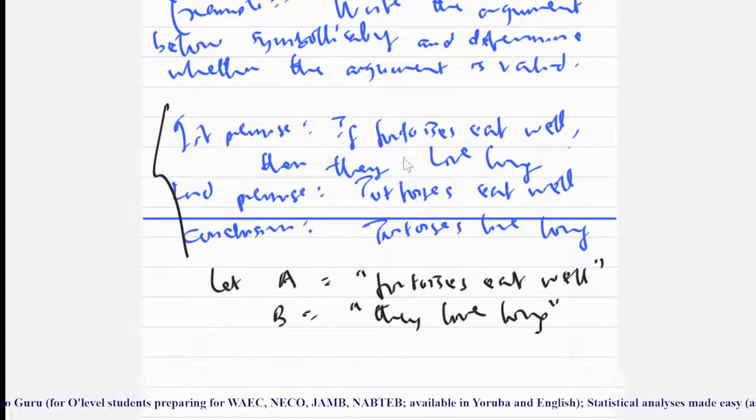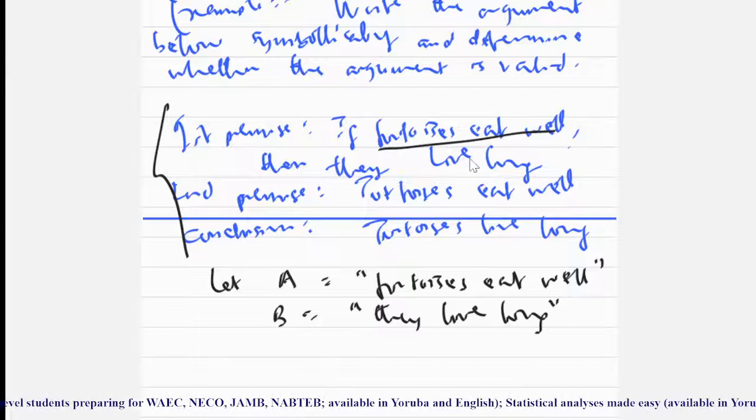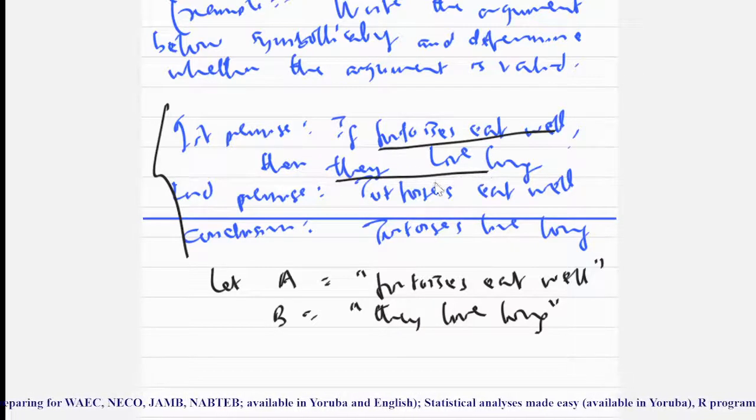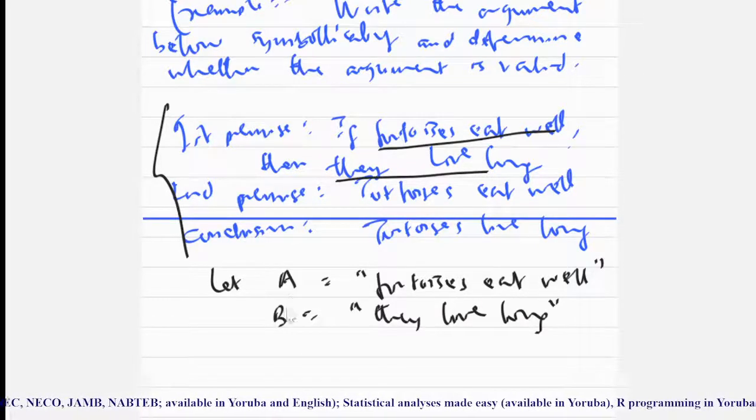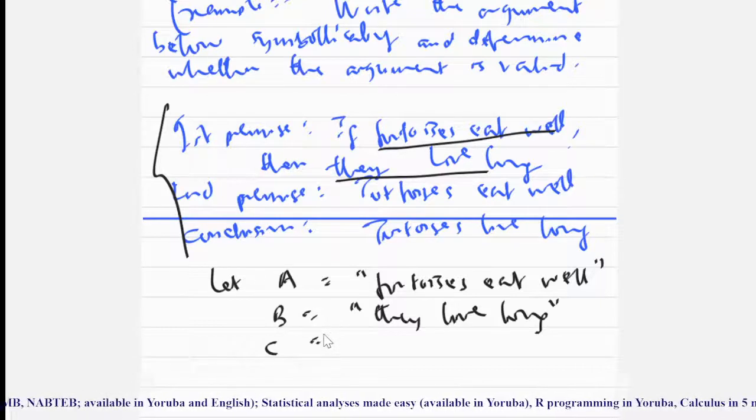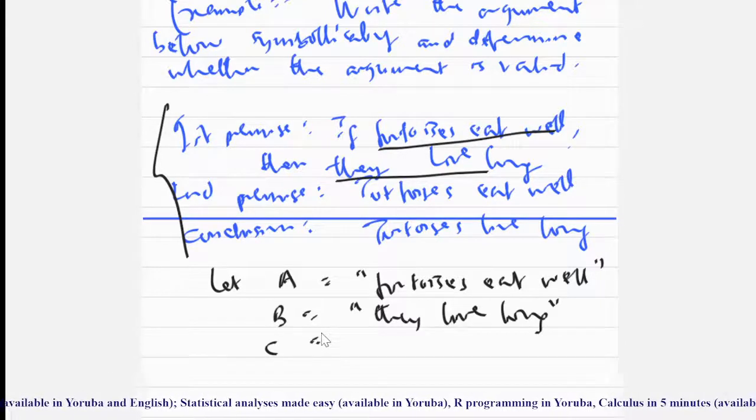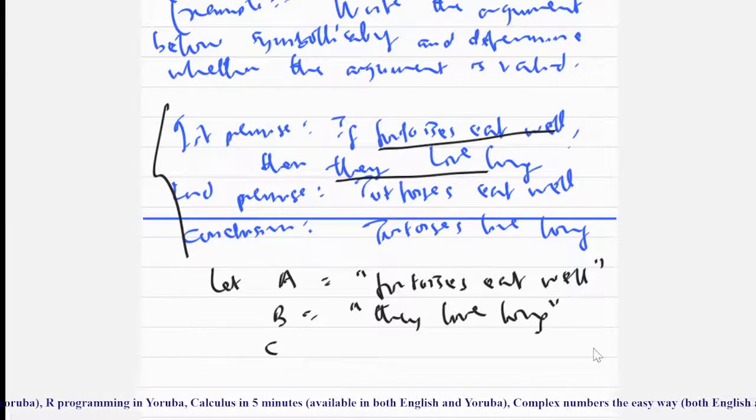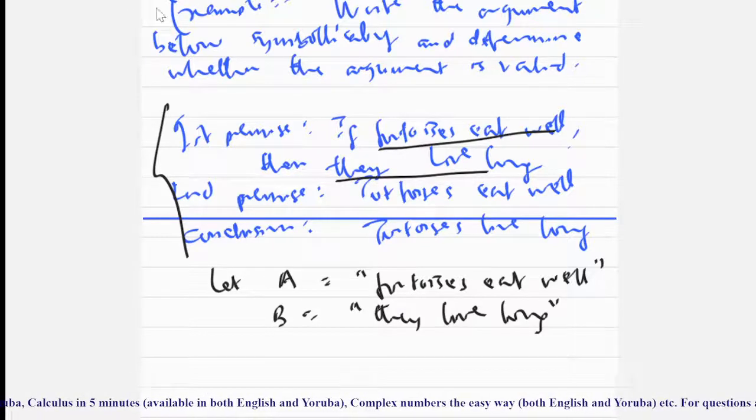This is like P, or this is like A. They live long is also like B. We can also formulate another statement. Can you tell me? So, think of it. It's supposed to be tortoises eat well, but we formulated it before. We don't need to formulate that again. I hope you understand now. So we don't need to formulate that again. Okay, now let us continue.